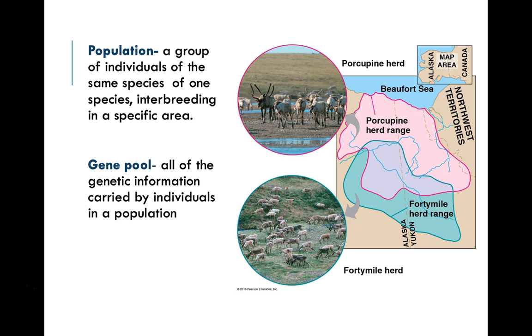Now, two populations may interact or they may not interact. This map here shows two different populations of caribou. One is called the porcupine herd. You can see their range there in pink, and then the 40-mile herd range is shown in blue there. So this area is up on the Alaska and Canada border, way up very far north. And you can see that there is actually some overlap in range. And so these populations could potentially interact. They could potentially interbreed. I don't know if these specific caribou are interbreeding.